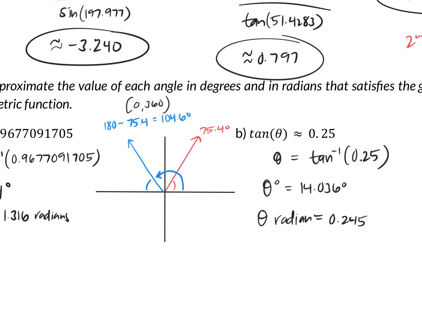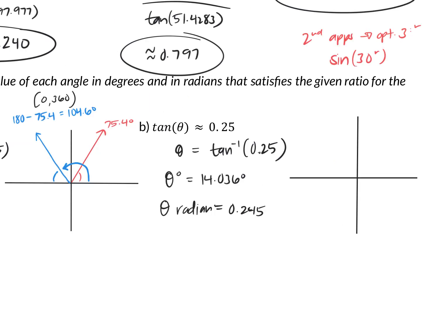Okay, and I was talking to them in the back. We could also just take this number, 14.036, and multiply it by pi over 180 to give us our radian. Either way is fine. Okay, just another tool that you could use to solve that.